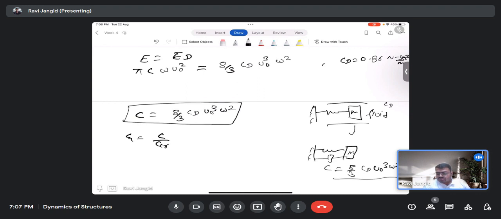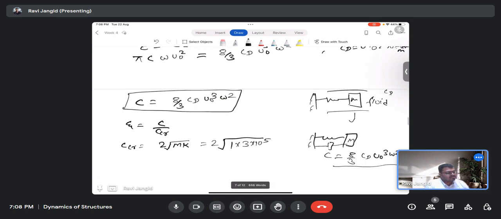Okay. So C critical is given to you as 2 root of m into k. Mass and stiffness are given to you. Mass is 1 kg, and stiffness is 3 into 10 raised to power 5. So 2 into root of 1 into 3 into 10 raised to power 5. So that will be C critical.